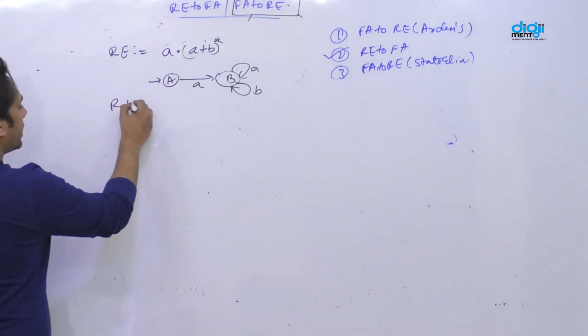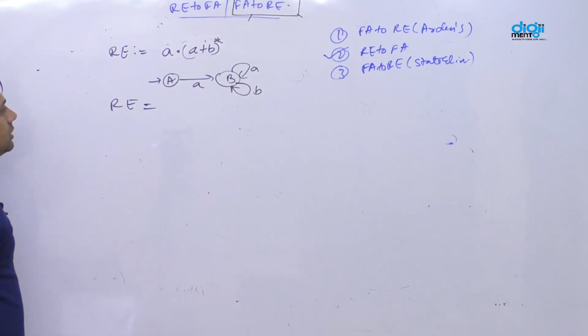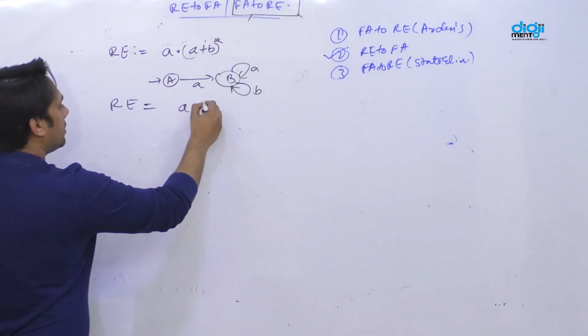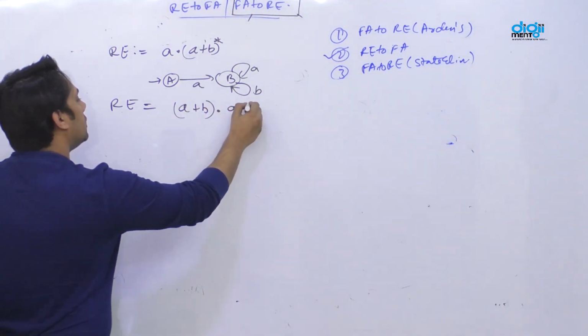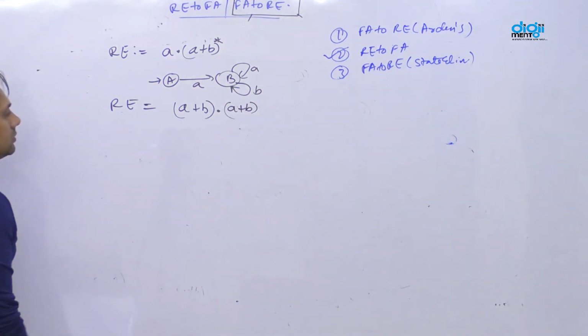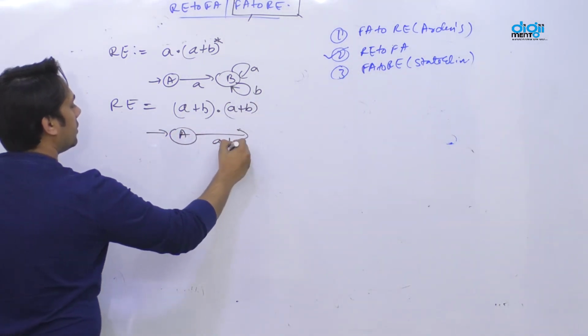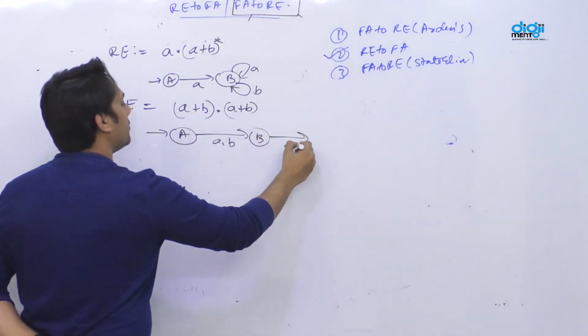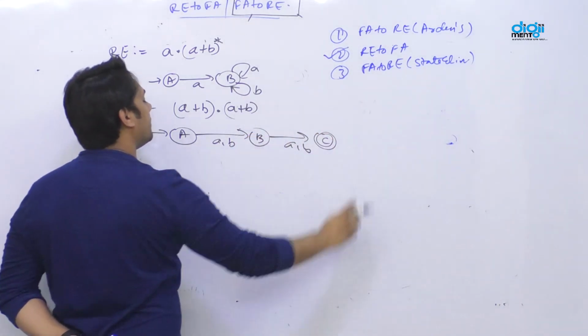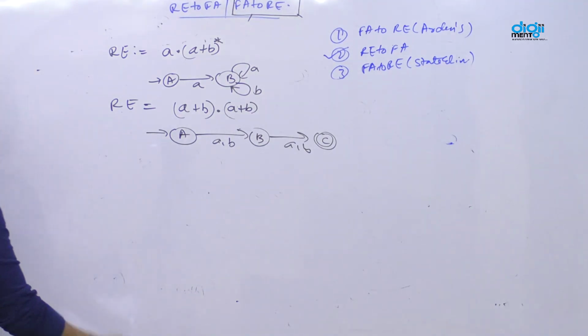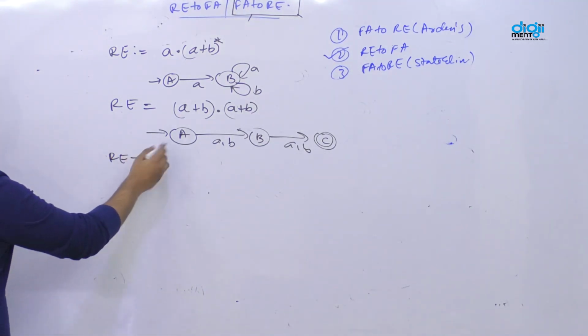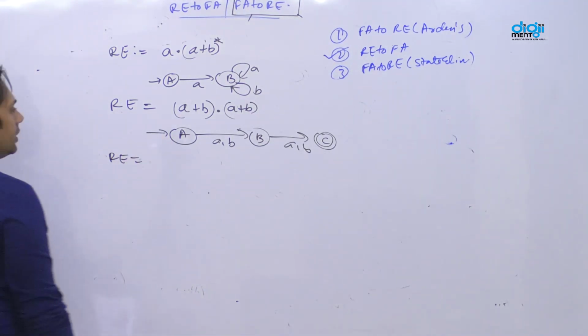Then if you have a regular expression as (A plus B) dot (A plus B), for this I can make it A comma B, go to the state B, again A comma B, go to the state C, and this is the final state. Very easy, nothing special. Till this point, I don't think you have any doubts.